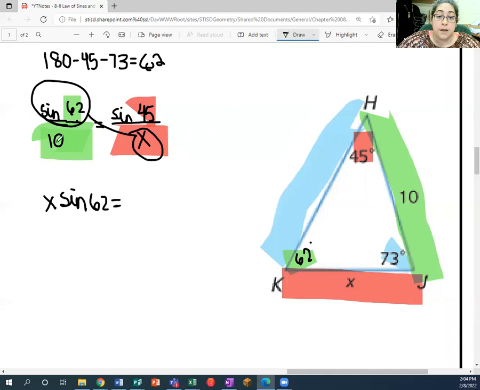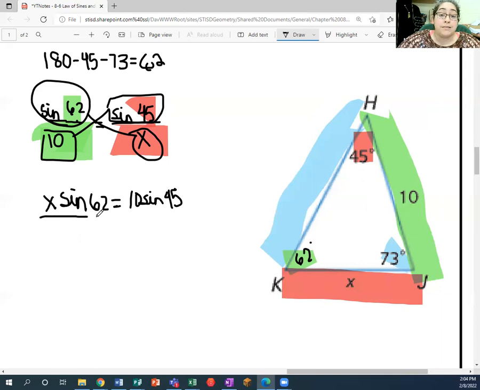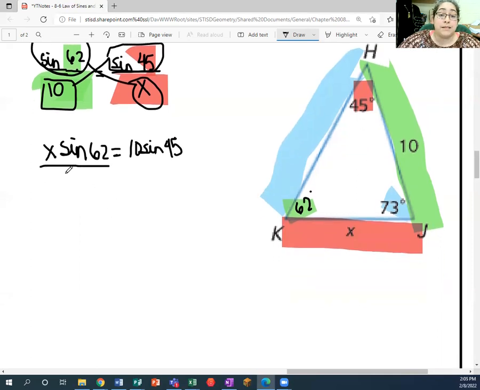Right, let us multiply these other two pieces of my cross multiplication. That's 10 times the sine of 45. That gets written as 10 sine of 45, and that means 10 times whatever the sine of 45 is. Trying to solve for x, I notice that it is being multiplied to the sine of 62, and so I'm going to divide both sides by the sine of 62.